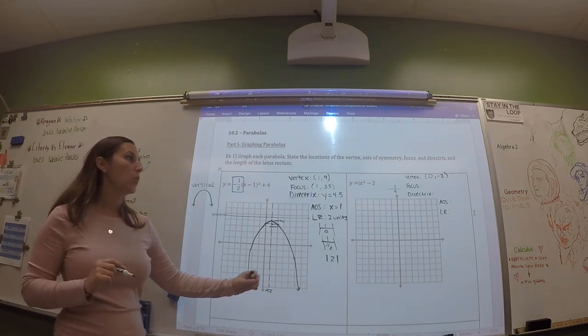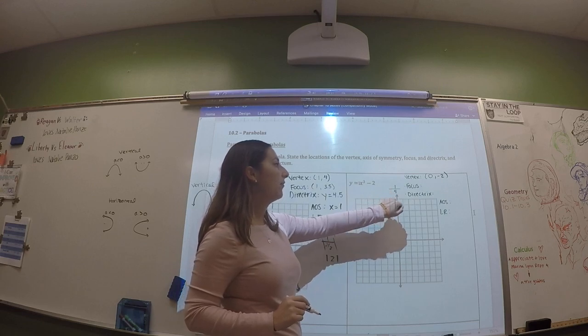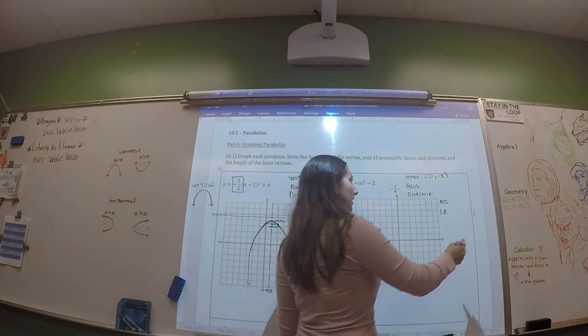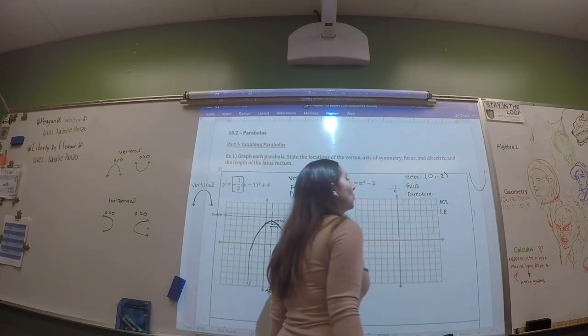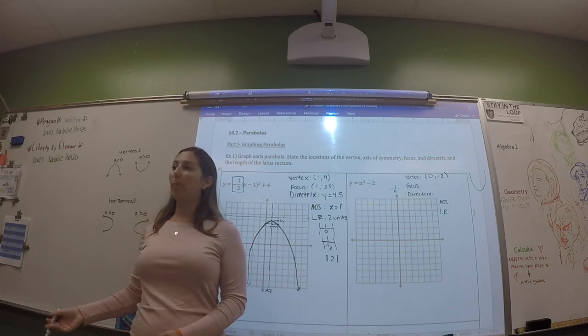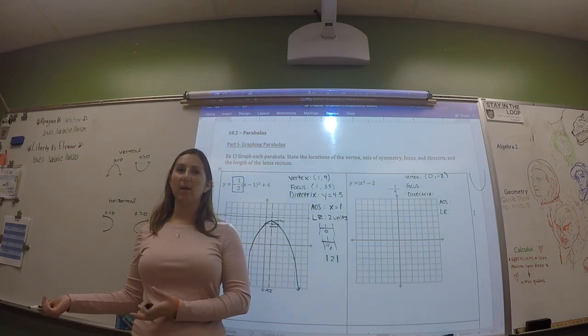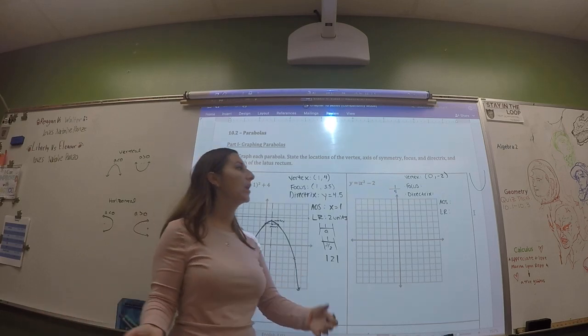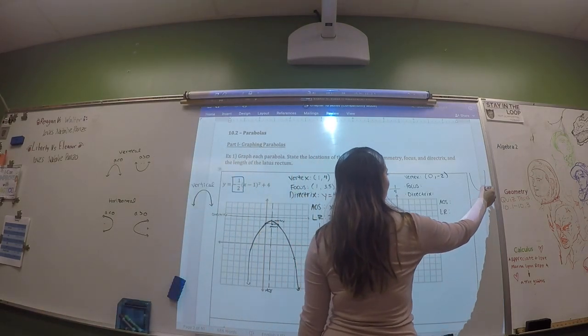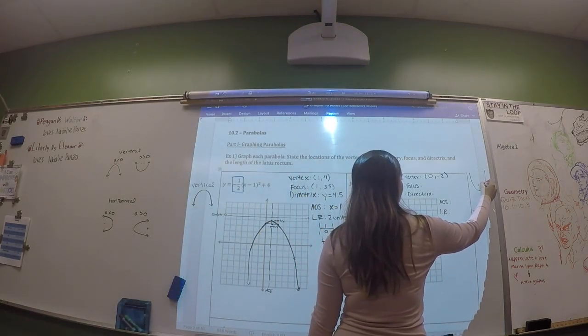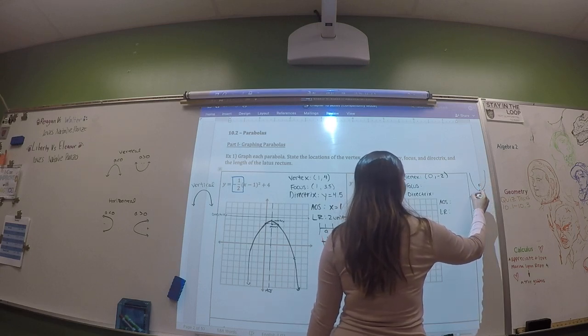Now, if you're thinking of the focus, and we know this thing is opening up, would it be a fourth above or a fourth below the vertex? It'd be a fourth above. How do you know? Because it's gotta go up. If this is our vertex, the focus has to be here and the directrix has to be here.